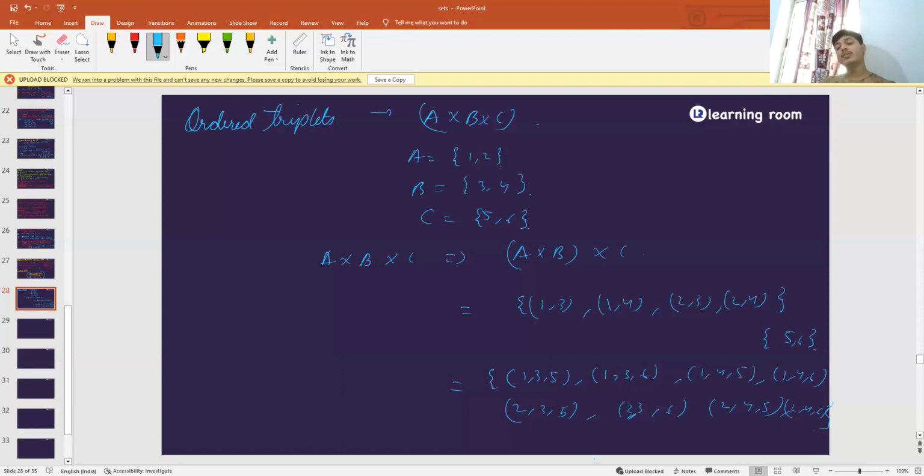So these were the basics about ordered pairs. Now we'll be entering some useful results based on these ordered pairs. And then what are relations? I don't think we'll be able to start relations today, but we'll be seeing some useful results about ordered pairs.